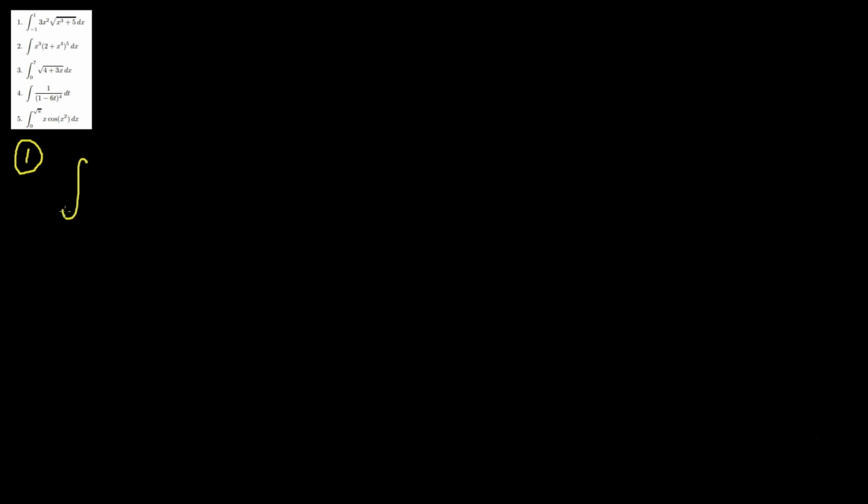So number 1 says, let's find the definite integral from -1 to 1 of 3x squared times the square root of the quantity x cubed plus 5 dx. Alright, so let's go into our u substitution. You let u equals x cubed plus 5. So then du is just 3x squared dx.